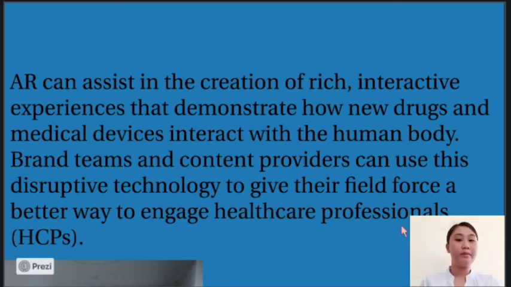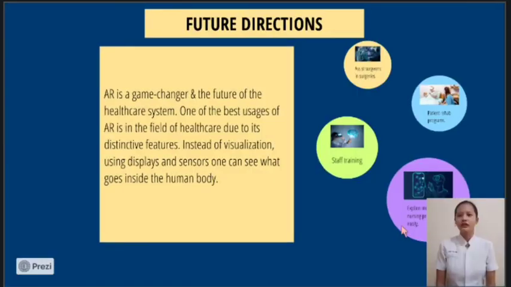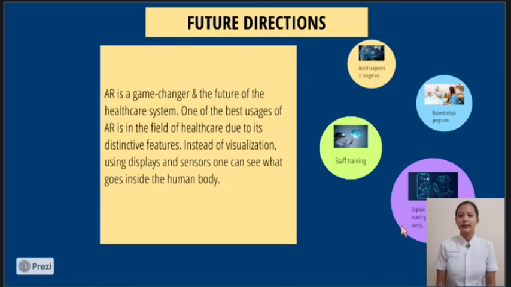AR can significantly improve customer engagement, improve education on complex topics, and create differentiation with more powerful branding, whether it's explaining a disease state, treatment method, or how a new medical device works. Future direction of augmented reality.